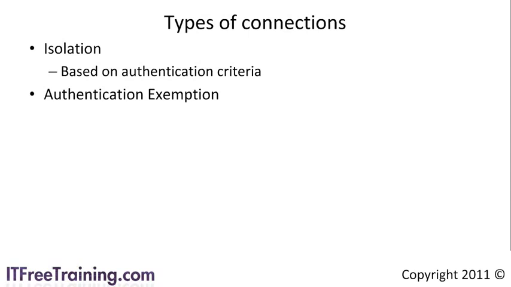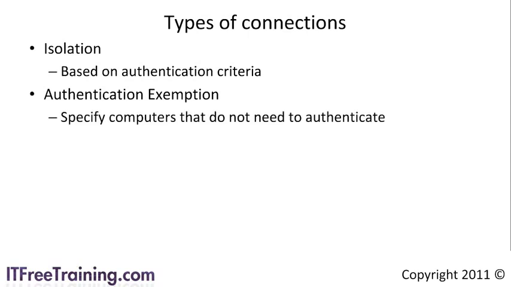The next rule is authentication exemption. This rule allows you to specify computers that are exempt from having to authenticate. Examples of computers that you may use this rule on are domain controllers and certificate authorities. To authenticate a connection, these servers may need to be accessed first. If you denied access to these kinds of servers, it may be impossible for the IPsec connection to be created.